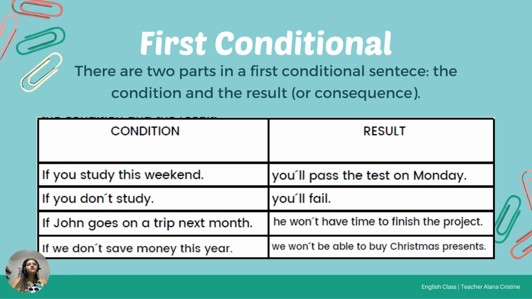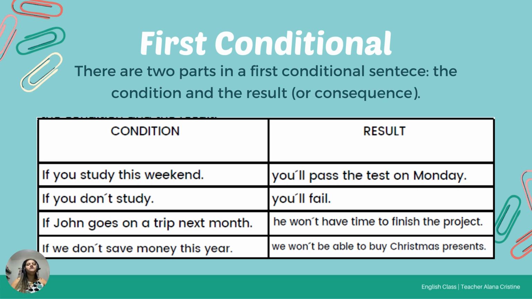If we don't save money this year, se nós não guardarmos dinheiro nesse ano, we won't be able to buy Christmas presents. Ou seja, não seremos capazes de comprar os presentes de Natal. Teremos que guardar dinheiro para comprar os presentes. Ou seja, se eu não tiver dinheiro, se eu não guardar dinheiro, eu não compro o presente. So, if we don't save money this year, we won't be able to buy Christmas presents. Okay, guys.